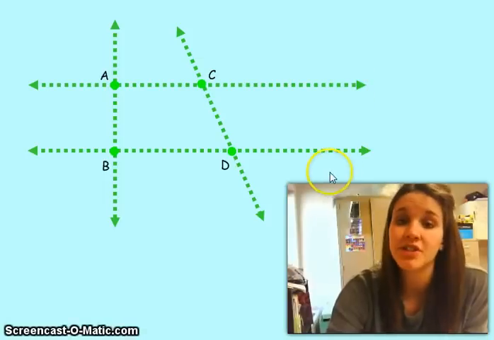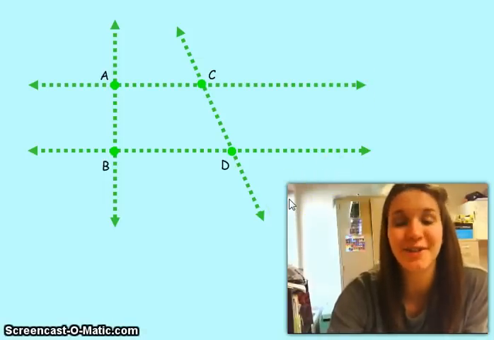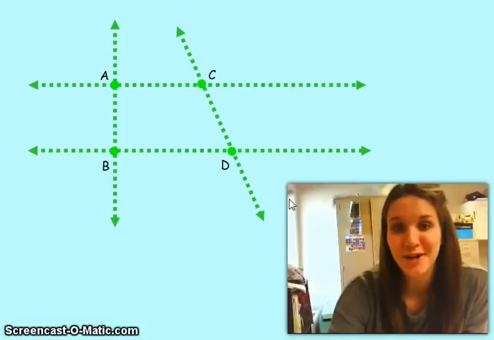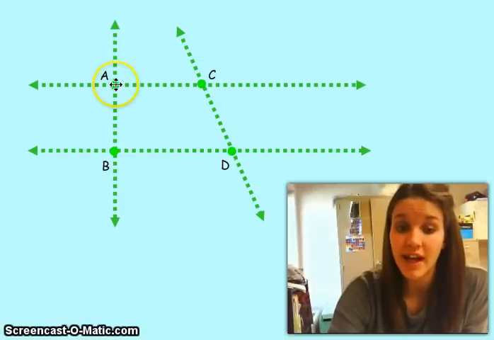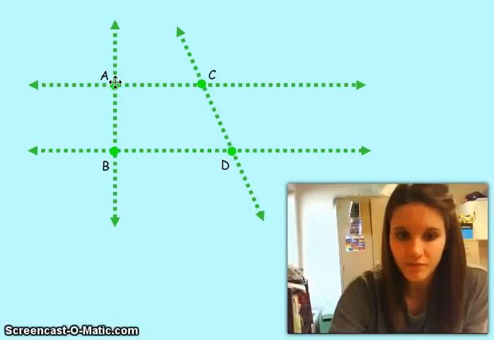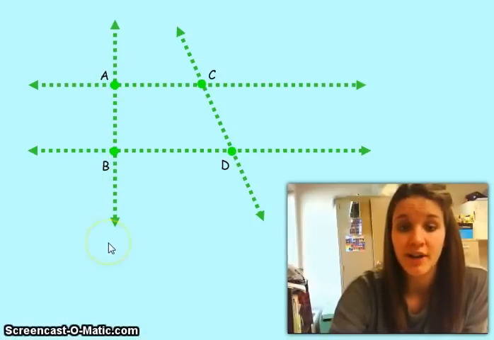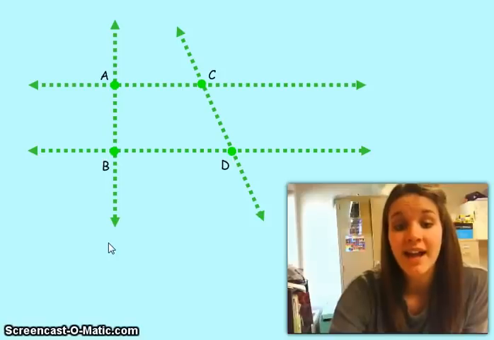Do you see any other rays in this drawing? Looking for something with one endpoint, but then goes on forever in the other direction. It will be part of a line. So another one that I see, I can use point A again as my endpoint. And if I look down through point B, this goes on forever. I could say that ray AB also exists.